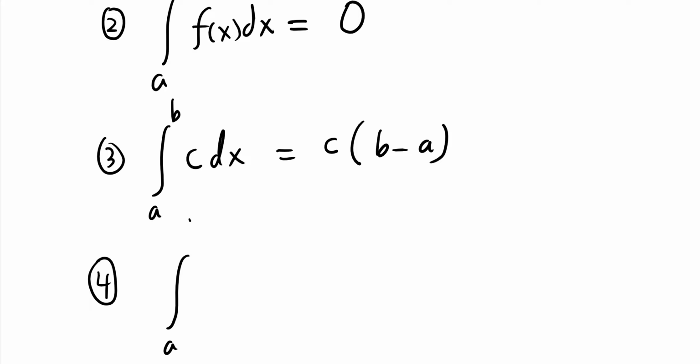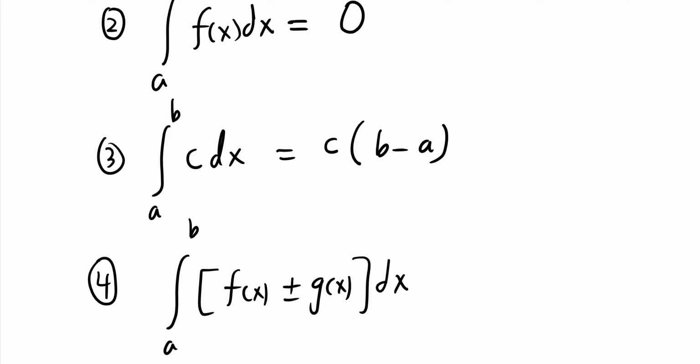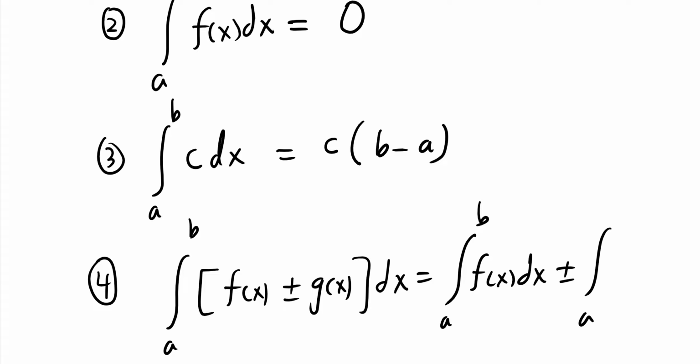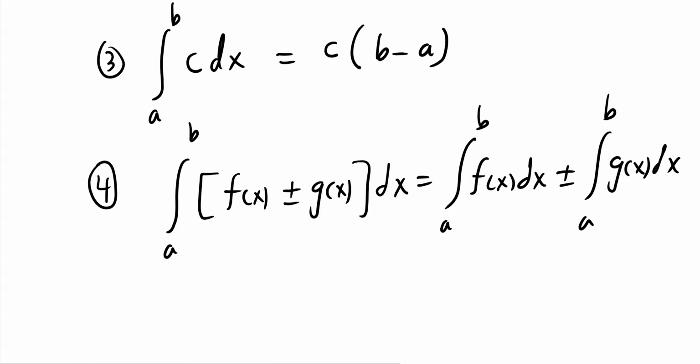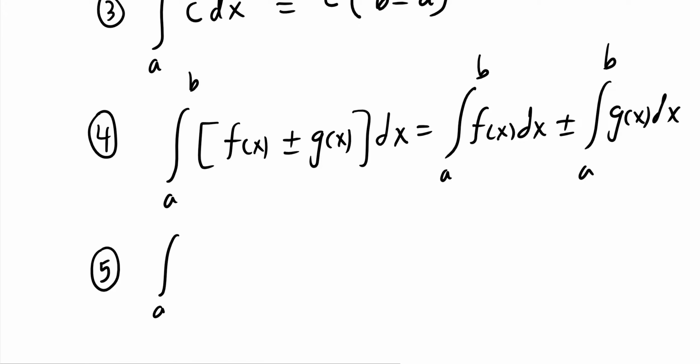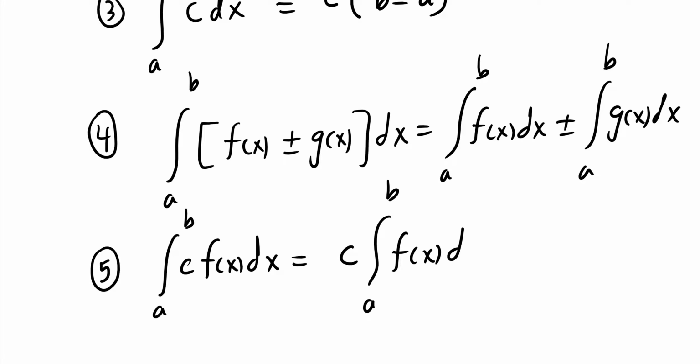Property 4. If we are integrating from a to b a function plus or minus another function, all you get is the integral from a to b of the first one, plus or minus the integral of the second one. So in other words, you're allowed to split the integral. If you have 2, 3, 4 functions, as many as you want, as long as there's a plus or minus in the middle. But this does not work with multiplication. Just keep that in mind. Last property, if I'm integrating from a to b a constant c times a function f of x dx, you can take the c out and integrate from a to b f of x dx. So you're allowed to take the constants out all the time.